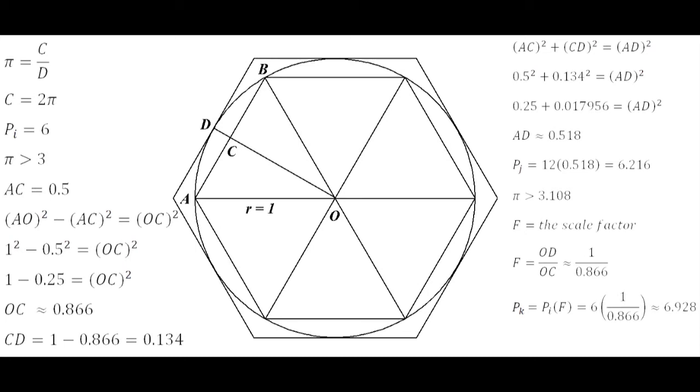By using these methods, Archimedes was able to figure out that pi was in between 3 and 10 over 71, or approximately 3.1408, and 3 and 1/7, or approximately 3.1429.